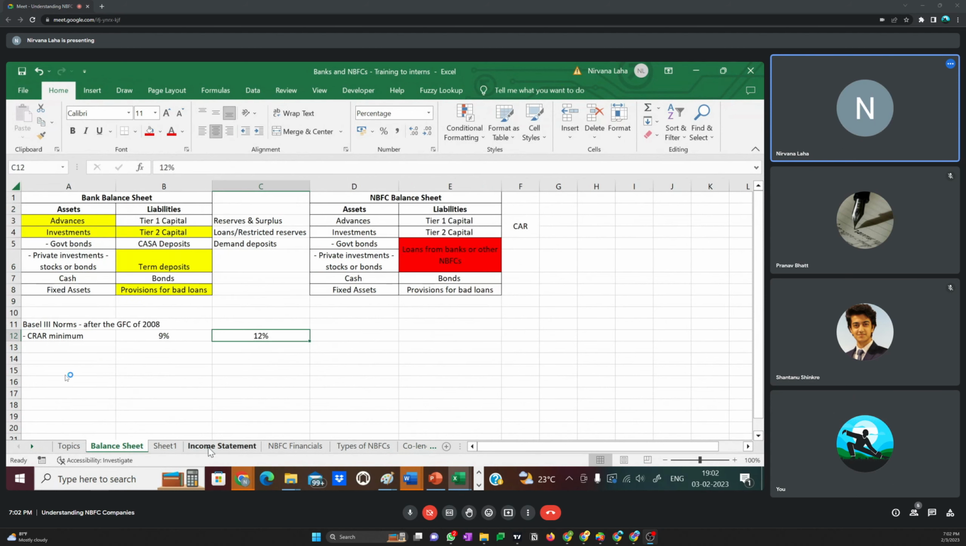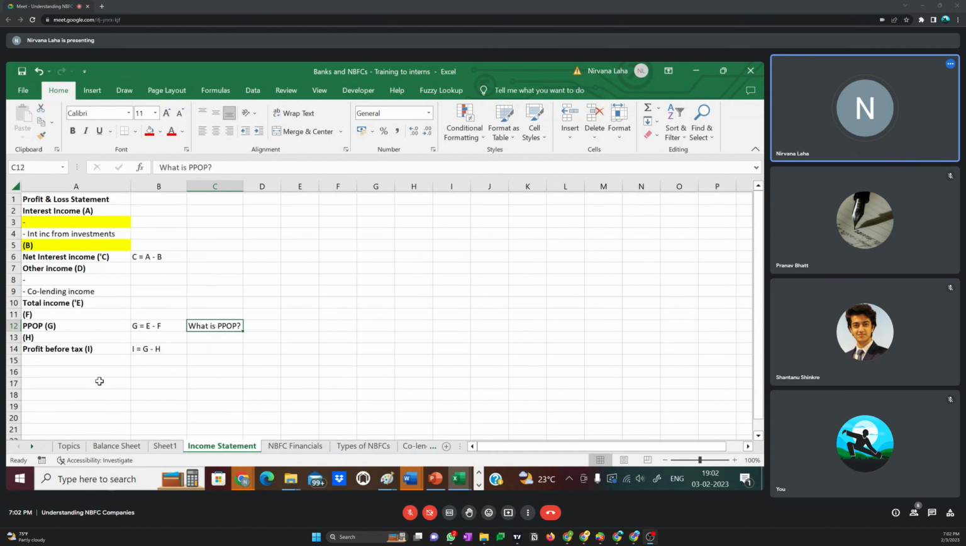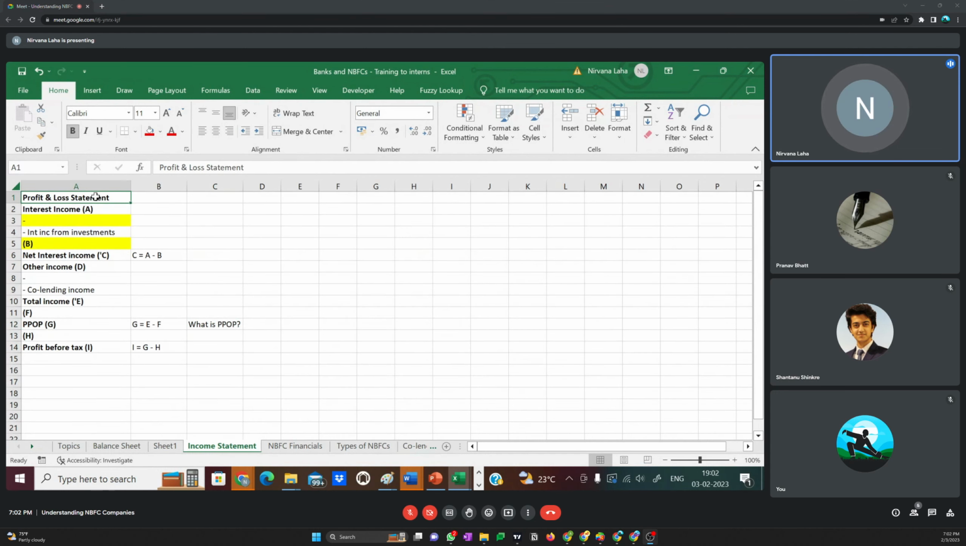So this is the balance sheet. Now let's go to the income statement. This is just a refresher course for you guys. Pranav and Shantanu, I want you to help me fill up these items in the bank's profit and loss statement. Item A is interest income. It has two components: interest income from investments, and one component which I want from you guys. What is this component?